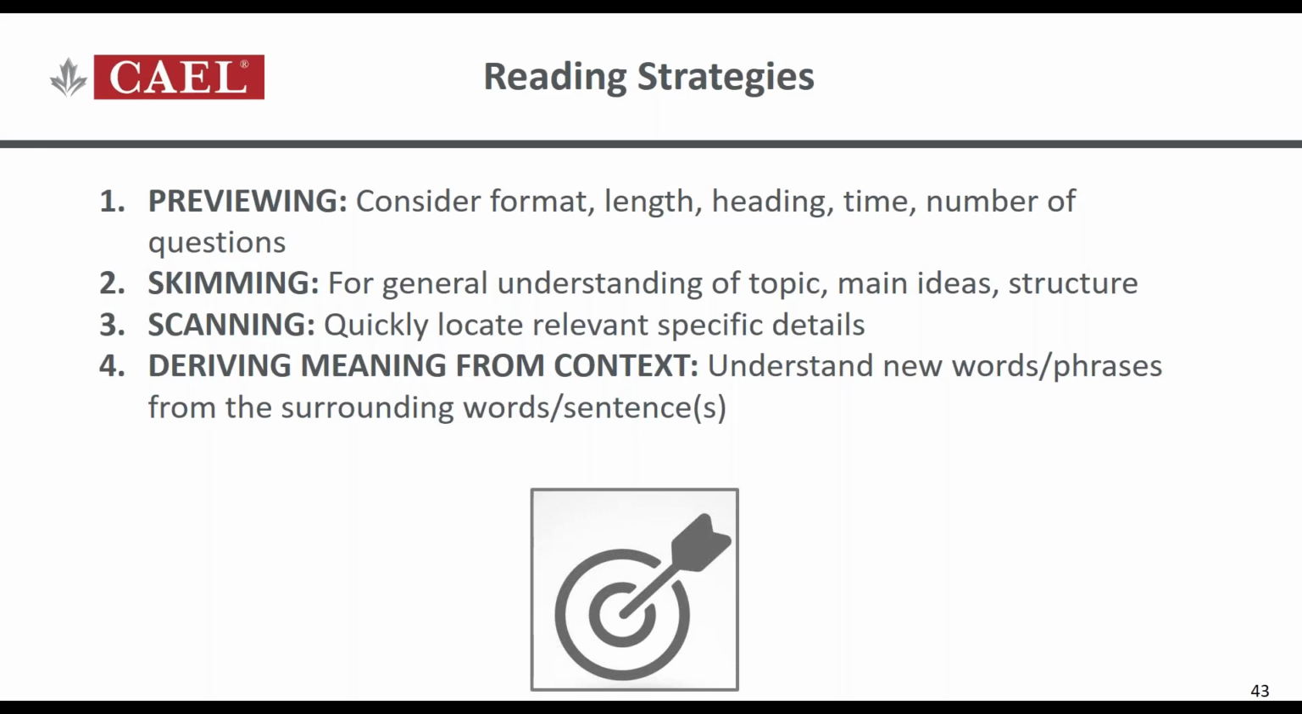Deriving meaning from context, number 4. That means trying to understand new words or phrases from the surrounding words. Even if you read a word that you don't know, or a phrase that you don't know, hopefully you can look at the words around it and the situation around it and understand the basic, general meaning, even if you don't fully understand each of those words. That's something very important to do, and I'm sure you do it all the time. Hopefully those strategies can help you to think about how to answer the questions.